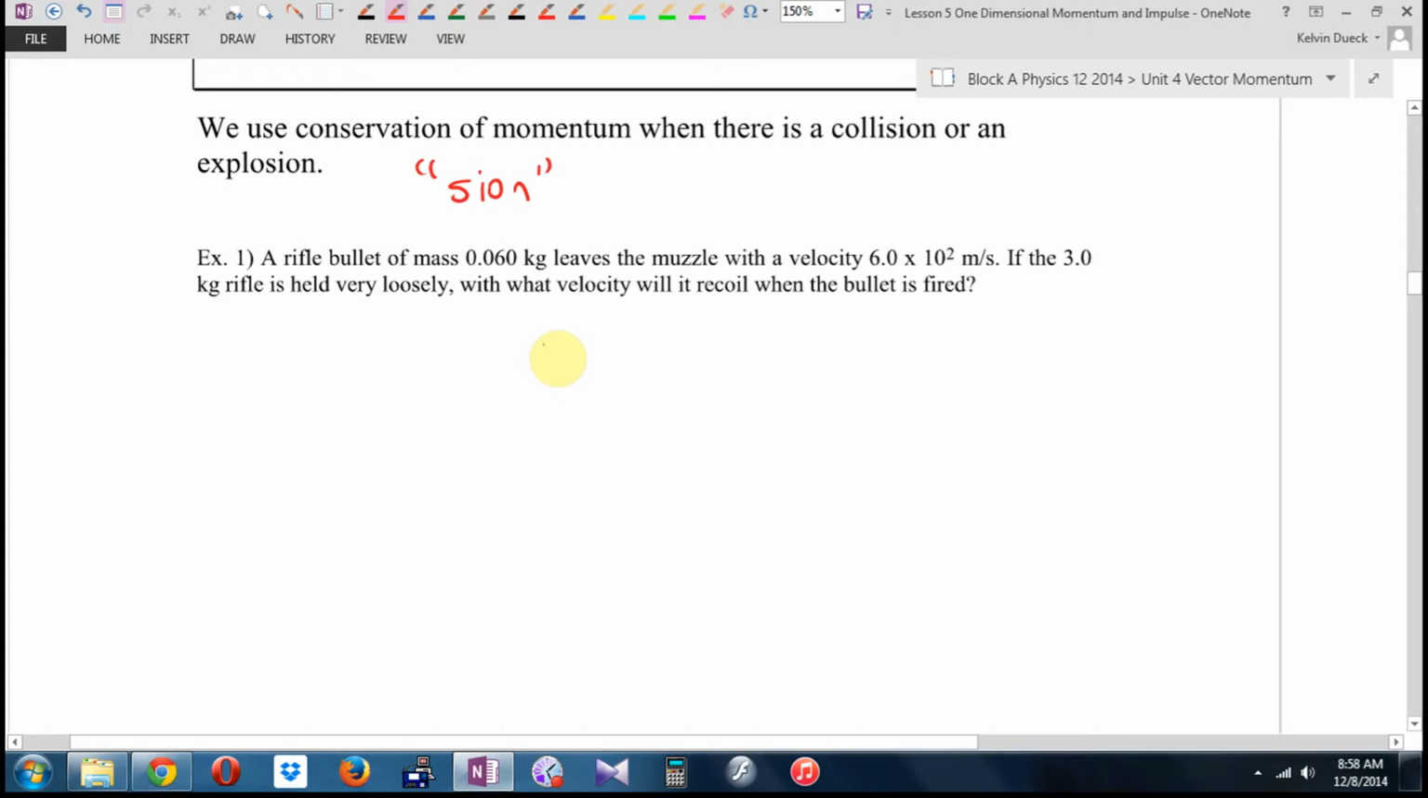Example 1. A rifle bullet of mass that leaves a muzzle with a velocity of that. If the 3-kilogram rifle is held very loosely, with what velocity will it recoil when the rifle is fired? What are they asking me to find here? Grant, what are they asking me to find here? Velocity or speed? So that suggests a vector approach, velocity. This is a momentum question. Also, I think firing a gun, that's technically an explosion. So I'm going to write this down. The sum of all the momentum before the explosion equals the sum of all the momentum after the explosion.